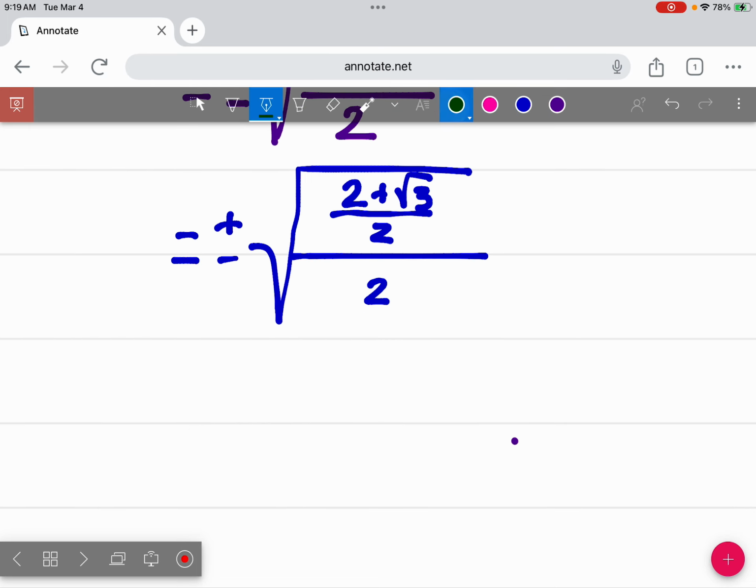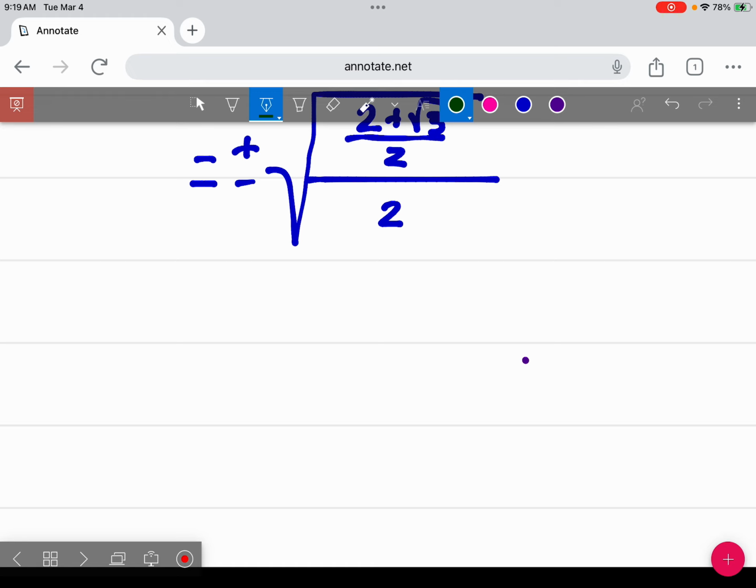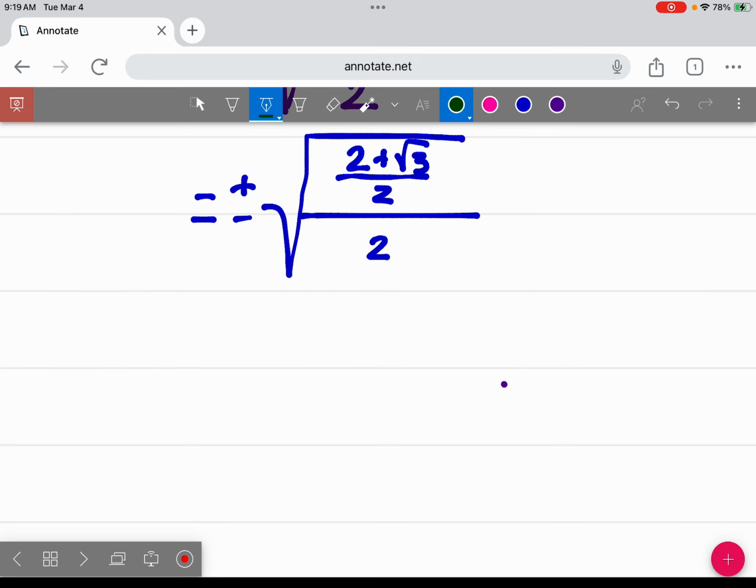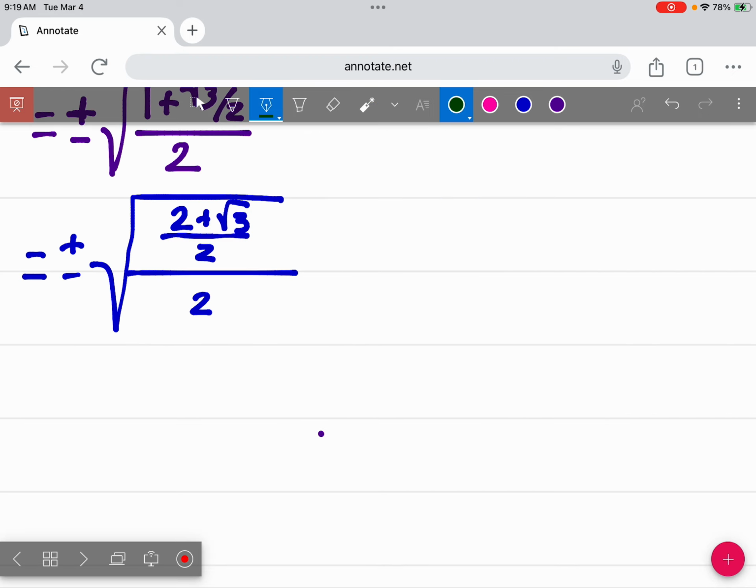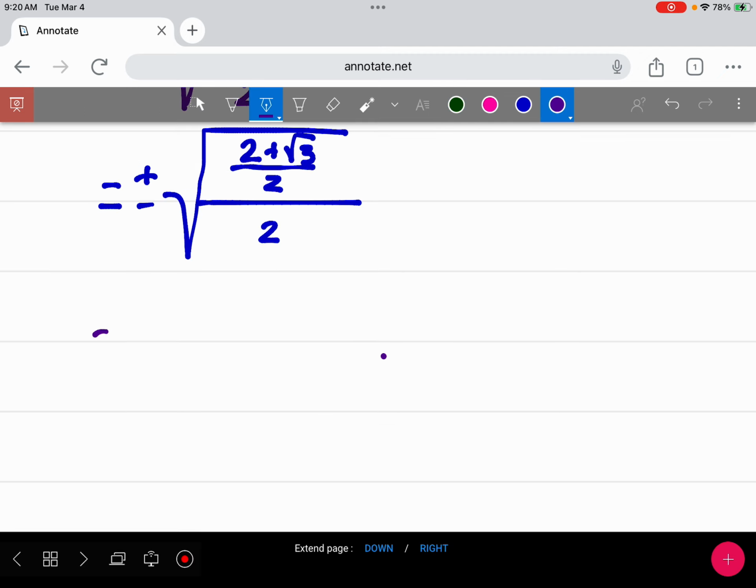So what do we have next? They don't cancel, because I have something that's divided in half that's being then divided in half. So it would be the same thing as if I had 2 plus root 3 over 2 times 1 over 2. I'm going to put this on one line, our square root of 2 plus root 3 over 4.